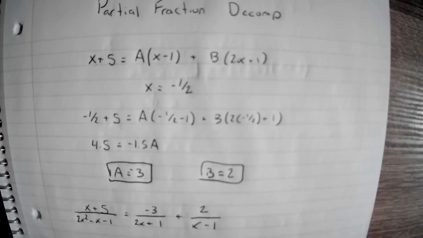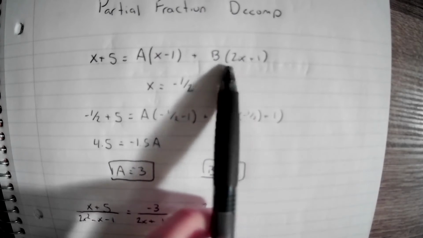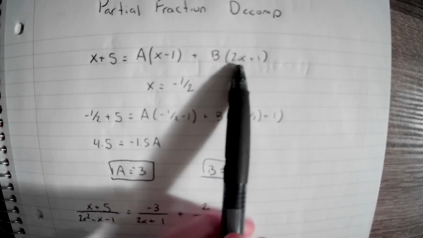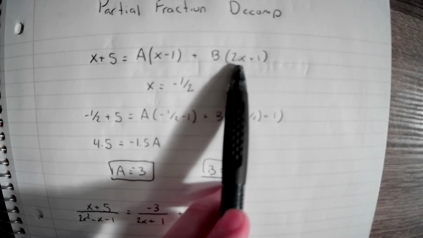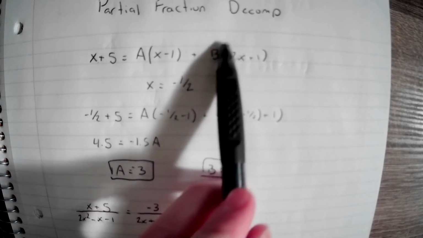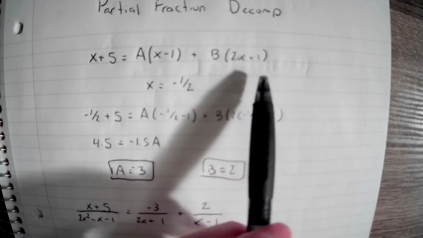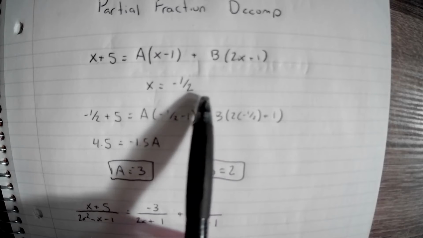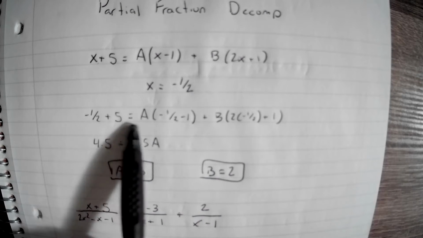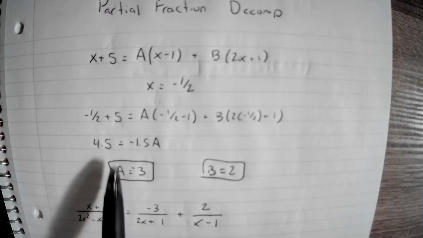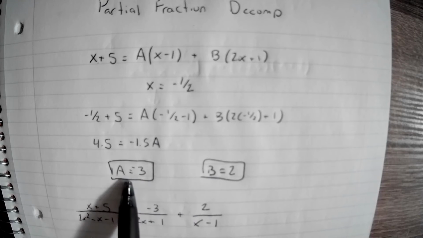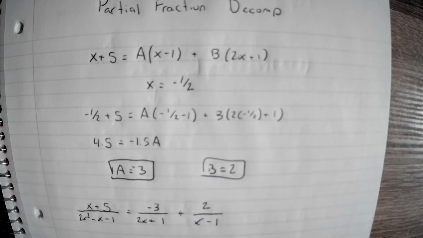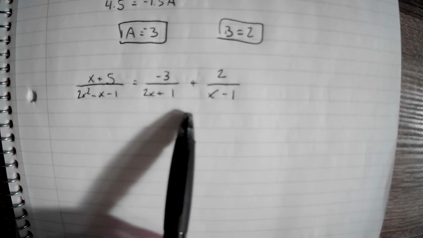We do the same sort of process as we did with a, where we need to find some sort of value here to eliminate the b. In that case, I use negative 1/2 because negative 1/2 times 2 is negative 1. Negative 1 plus 1 is 0, right? We're just trying to get the coefficient here to be 0. And that's what I did with negative 1/2. We plugged negative 1/2 into all the x's. I did that here. Simplify, I get 4.5 equals negative 1.5a, and just solve for a to get a equals negative 3, and b was 2 from earlier. We just plug that back into our a and b as we mentioned earlier, and that's partial fraction decomposition.